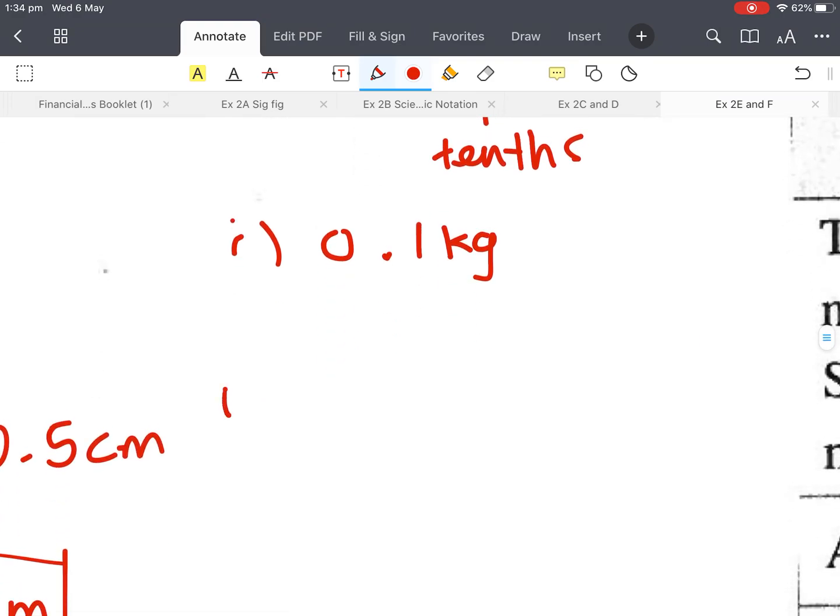So now for part 2, what's the absolute error? Well, I take that answer and I just divide it by 2.